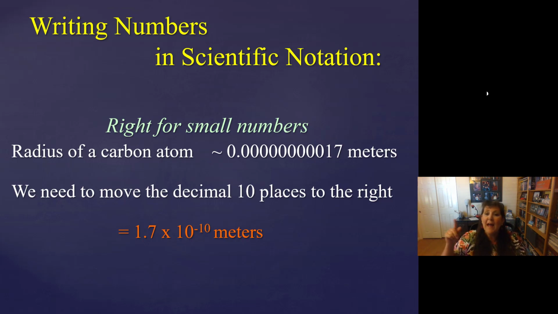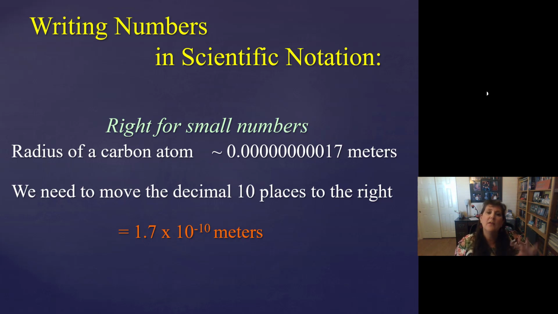So we're going to move that decimal to the right to where we have the 1 digit before the decimal. So that means we're going to move it 1, 2, 3, 4, 5, 6, 7, 8, 9, 10 times: 1.7 times 10 to the negative 10 meters. Negative because it's a small number.